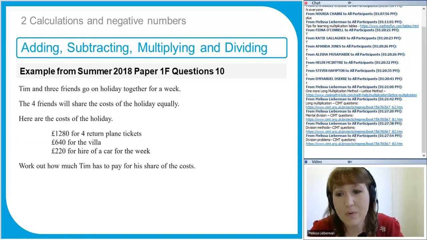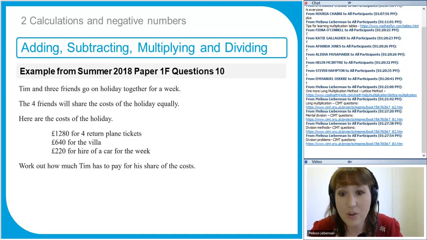So here's an example from the Summer 2018 Foundation 1 paper, question 10. If you want to pause this right now, if you're watching this as a recording, you can, and try to answer the question yourself. That would be good. So we've got that Tim and 3 friends go on holiday together for a week. So what have we got here? We've got that they go away for a week. Is that going to be important? Might be. Tim and 3 friends, so 4 of them together.